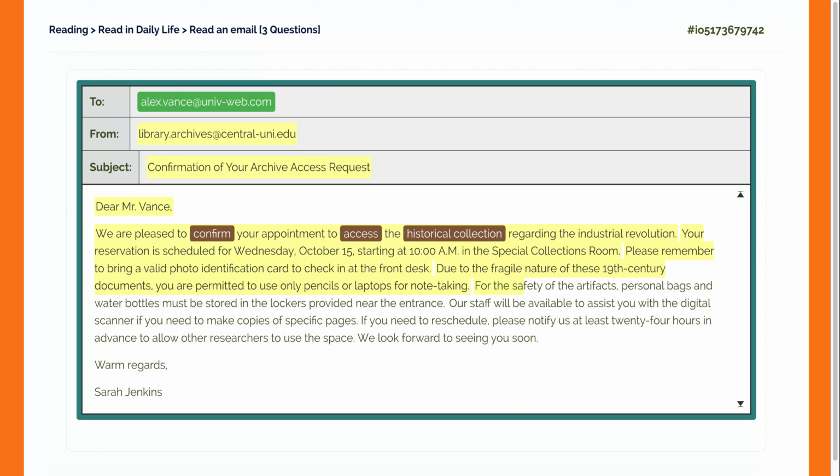For the safety of the artifacts, personal bags and water bottles must be stored in the lockers provided near the entrance.